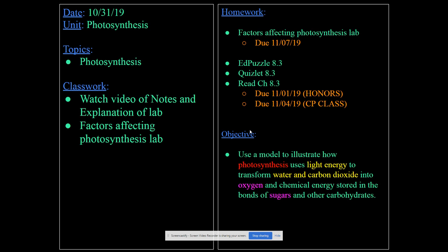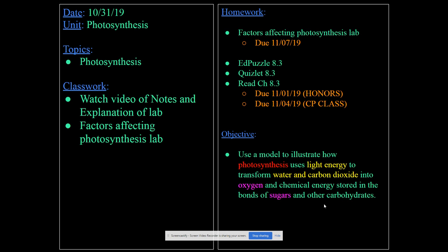Our objective for today is the same as it has been for the last couple of days. We need to learn how to use a model to illustrate how photosynthesis uses light energy to transform water and carbon dioxide into oxygen and chemical energy stored in the bonds of sugars and other carbohydrates.